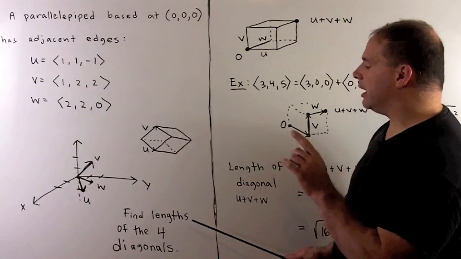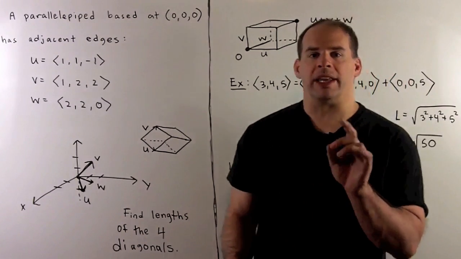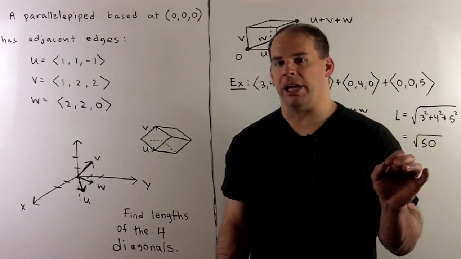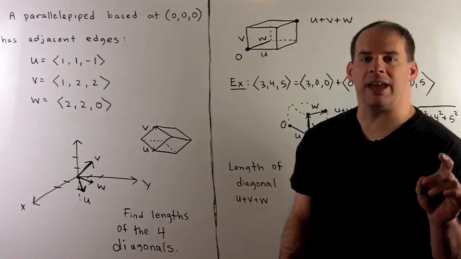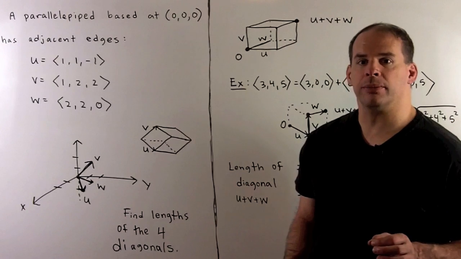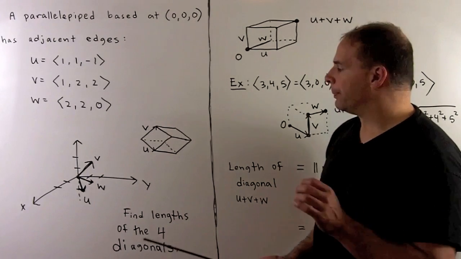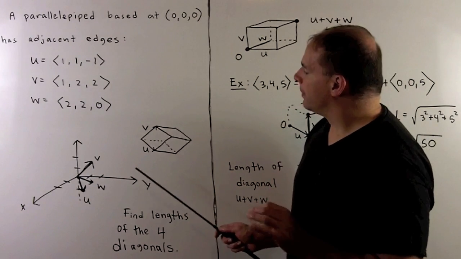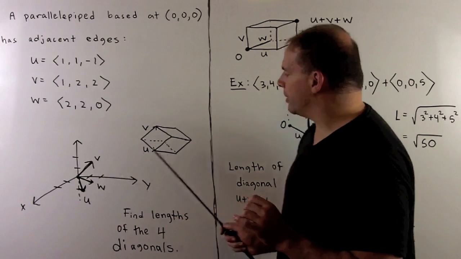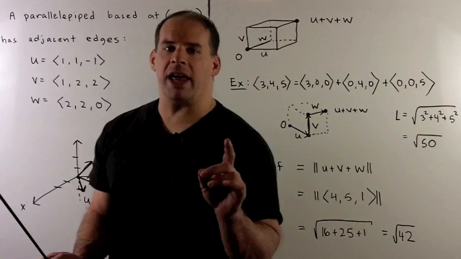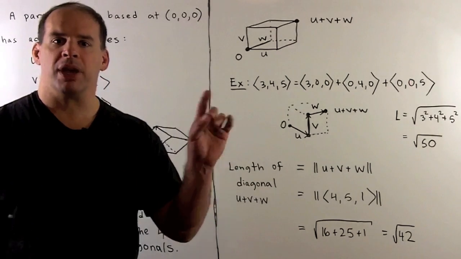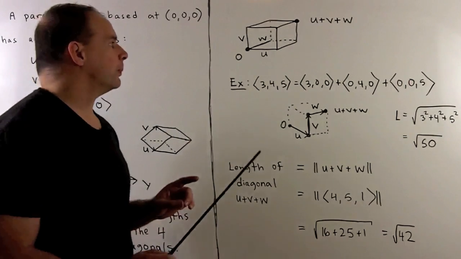Now, our technique is going to be to write each diagonal as a linear combination of u, v, and w. Then we'll just take the length of that linear combination. To start, if I look for the diagonal that runs from the origin to its opposite vertex, how do I represent that opposite vertex as a sum of u, v, and w?